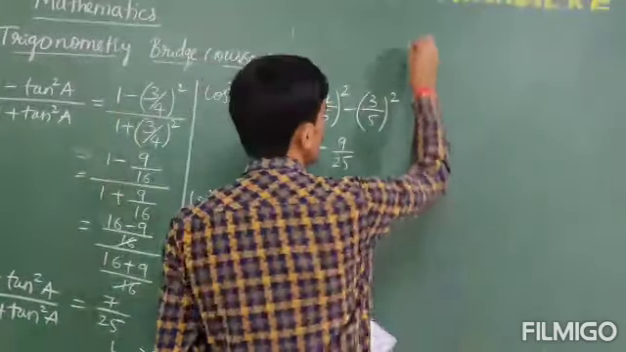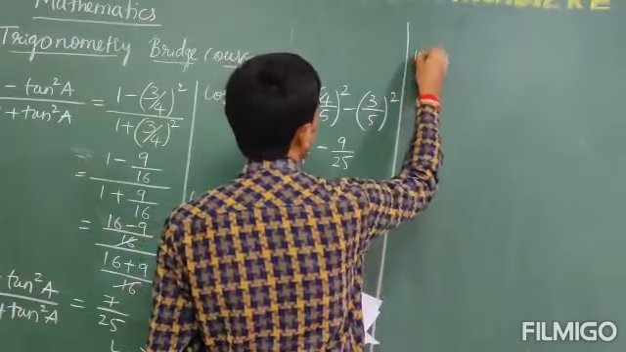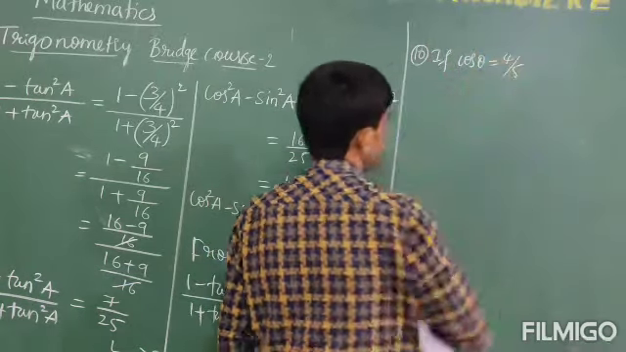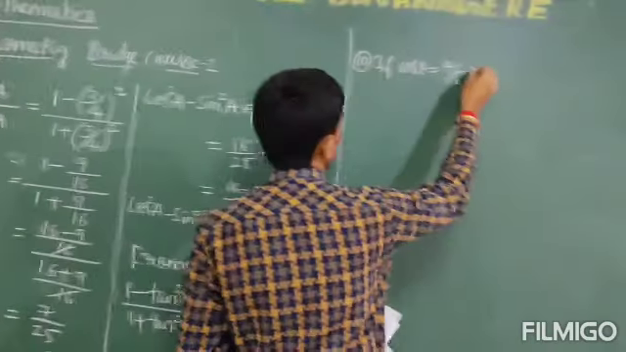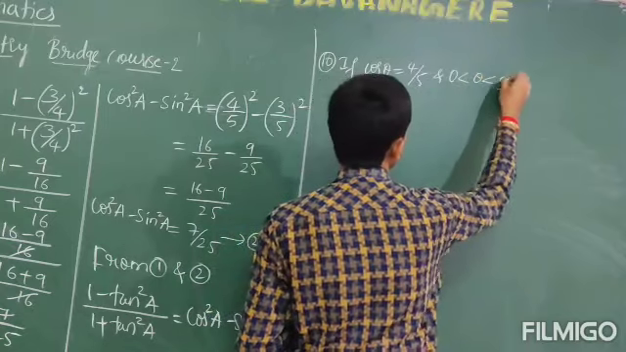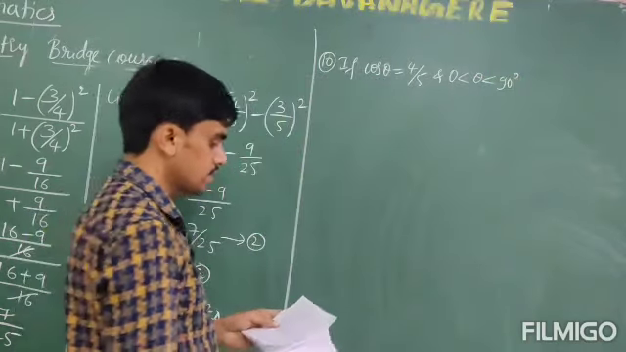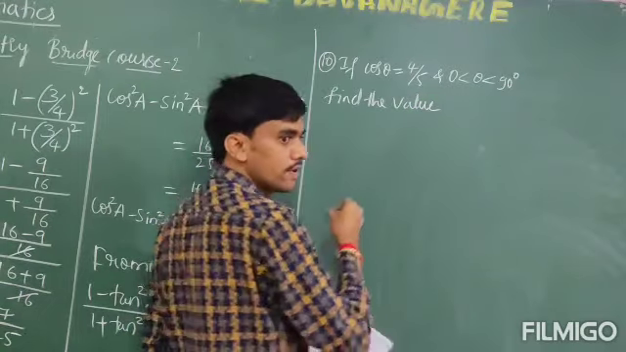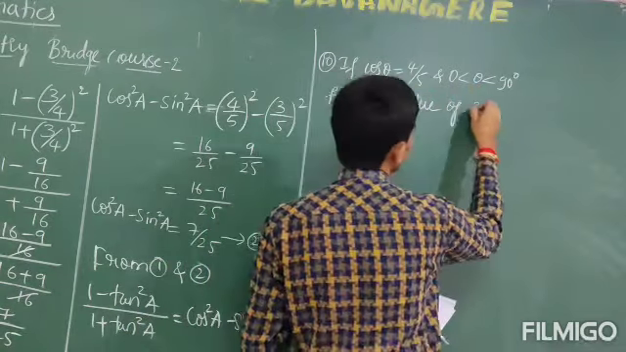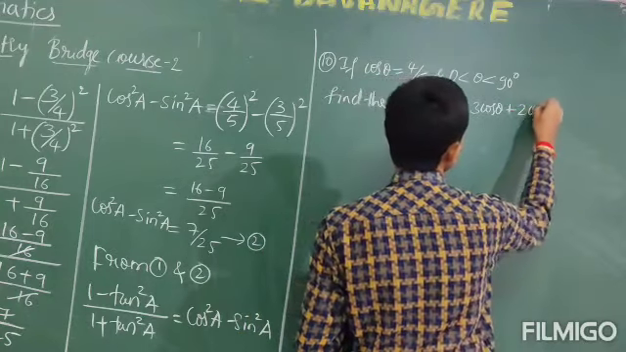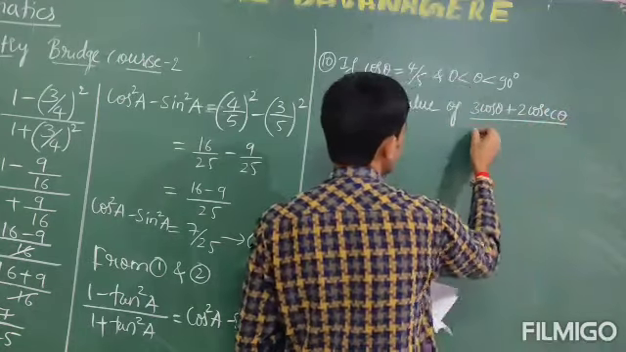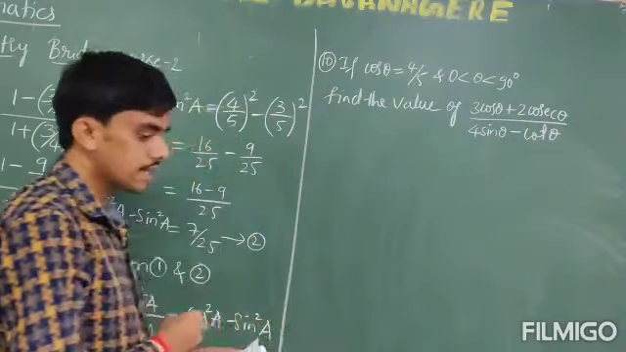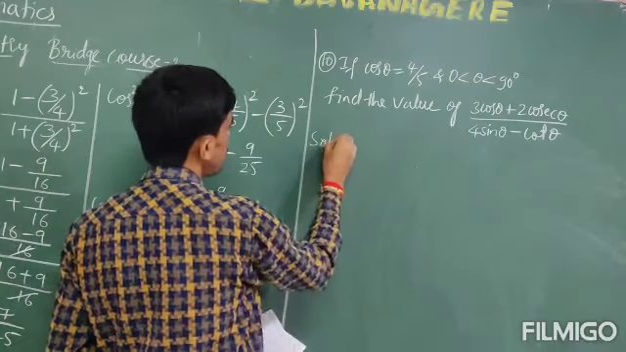Okay. So next, problem number 10. If cos theta is equal to 4 by 5 and 0 less than theta less than 90 degrees, which means theta is an acute angle, we have to find the value of 3 cos theta plus 2 cosecant theta divided by 4 sin theta minus cot theta.